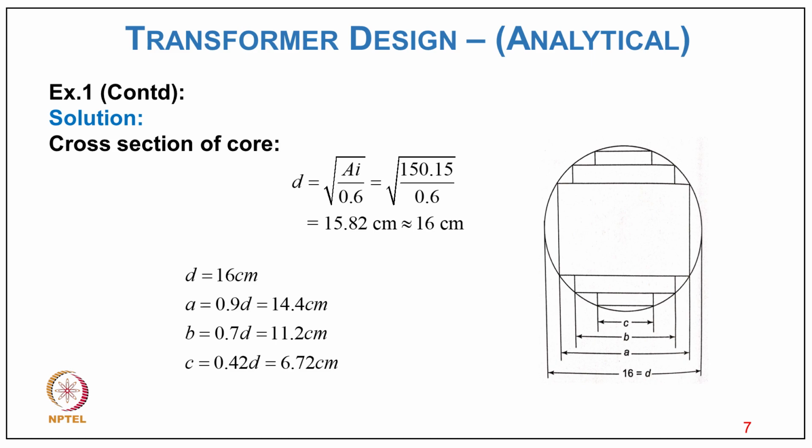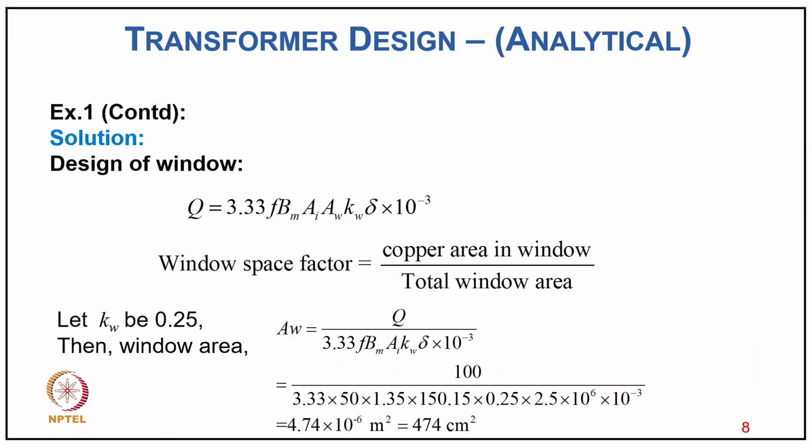Then we get the dimension d equal to 16 centimeter, then a equals 0.9 d, 14.4 centimeter, and b equals 0.7 d, 11.2 centimeter, and c equals 0.42 d, 6.72 centimeter. This is the maximum steel that we can put in the circumscribing circle as a core.